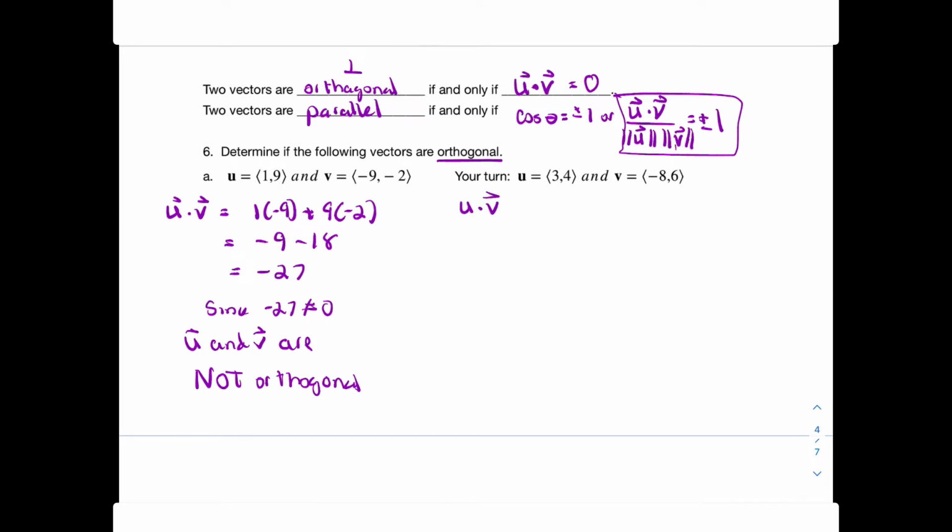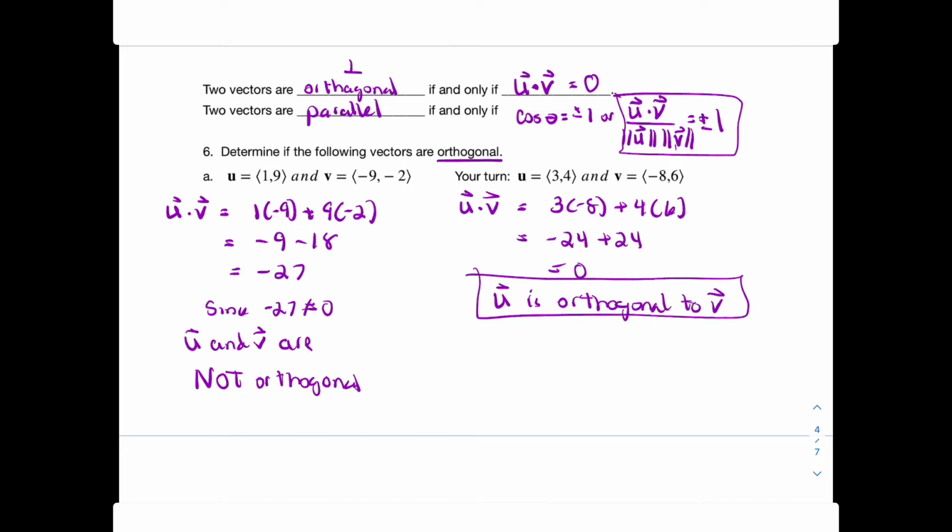Again, to prove orthogonal, all I have to do is take the dot product of the two vectors and simplify it down. If I get any answer besides 0, they are not orthogonal. If I get 0, if and only if I get the answer of 0, they are orthogonal. So therefore, vector u is orthogonal with vector v in this example.